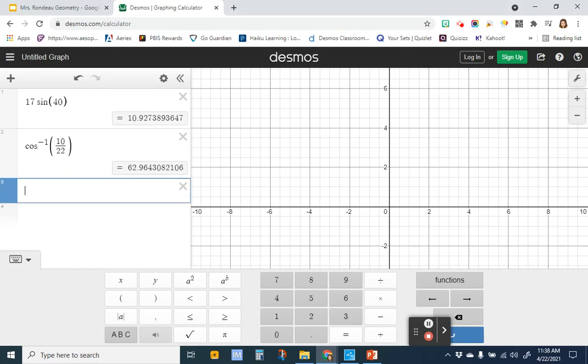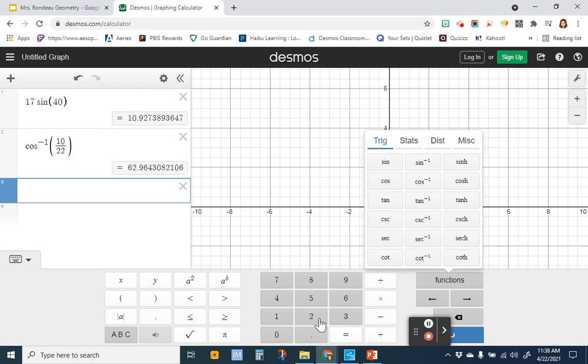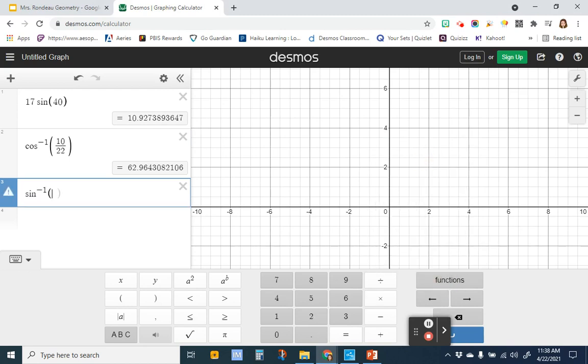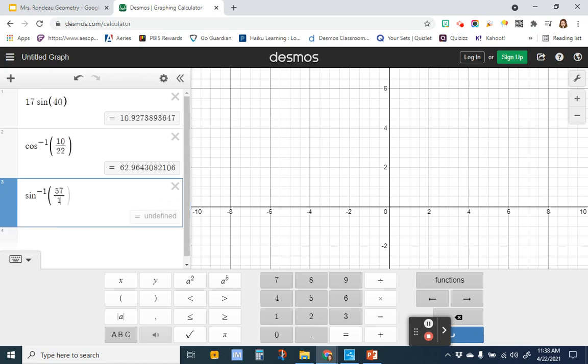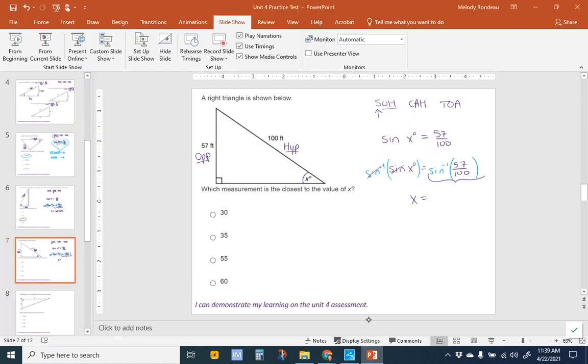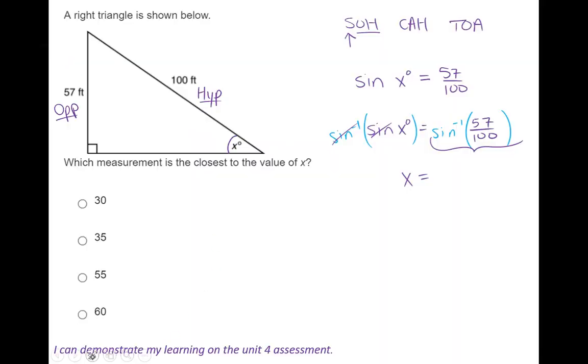That was sine inverse, so I go to my functions, sine inverse, and then it was 57 over 100. And I get 34.750, blah, blah, blah. 34.75. Again, I'm looking to match it up. When I look at my options, the one that is the closest is the 35. All right, on to the next one.